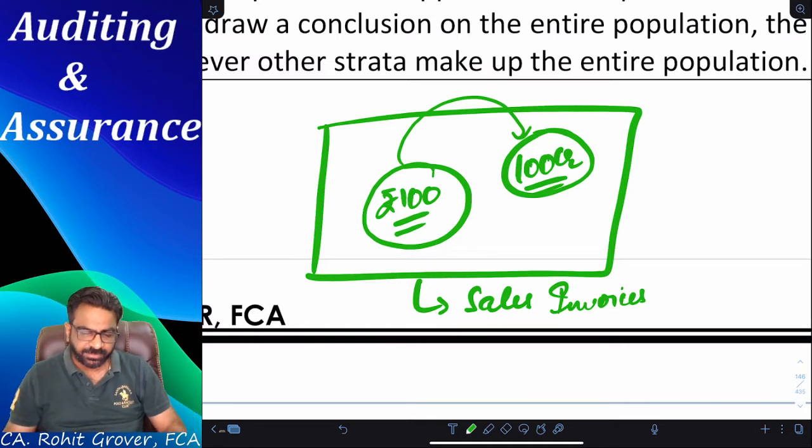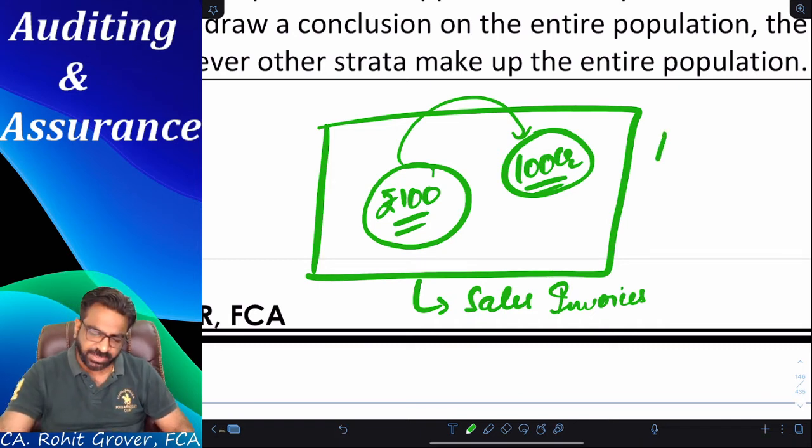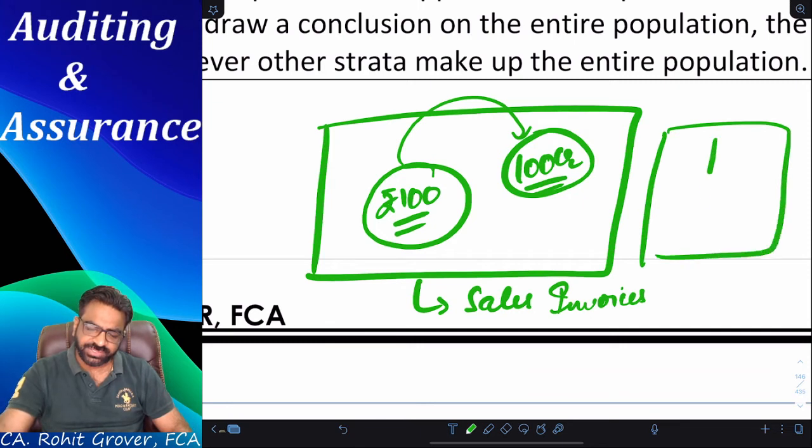So tell me one thing, is it possible to do the simple random selection method in this case, or do you have to do stratification? Stratification. Can you please tell me, can I say that I will do the stratification in this way?